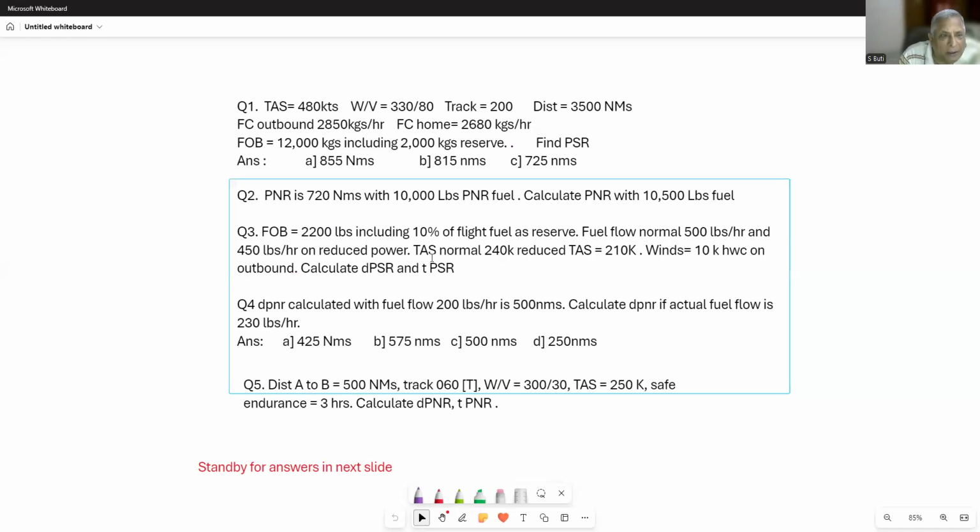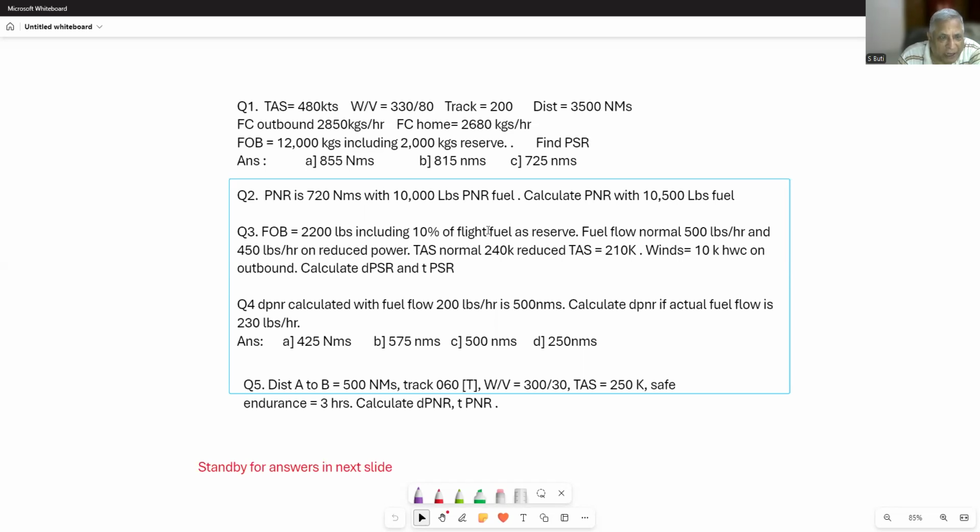Question number 3. Fuel on board 2,200, including 10% of flight fuel as reserve. So if your flight fuel is X, X plus 10% of X is 2,200. Find out the value of X and use that as your PNR fuel.